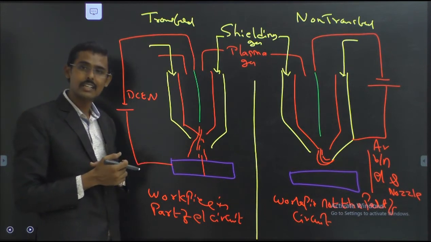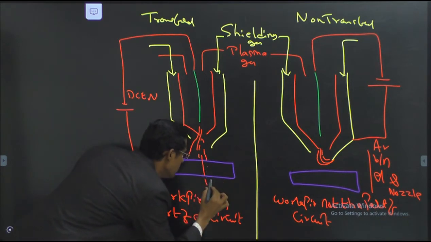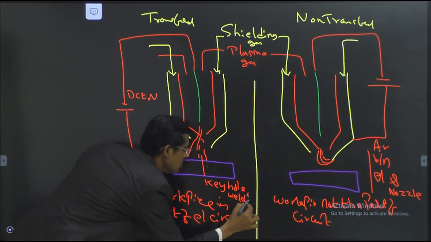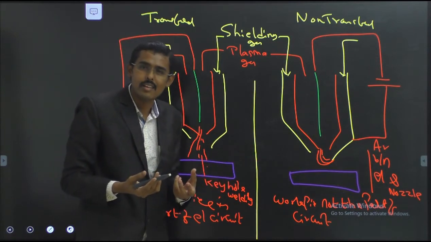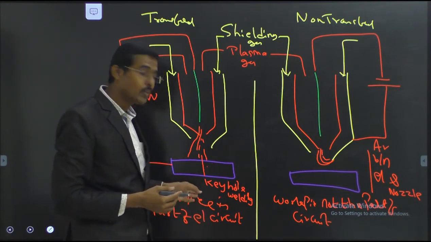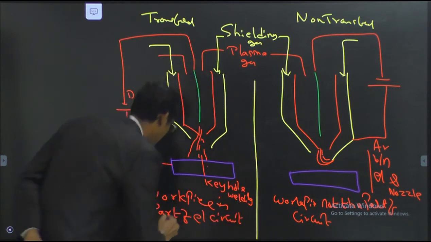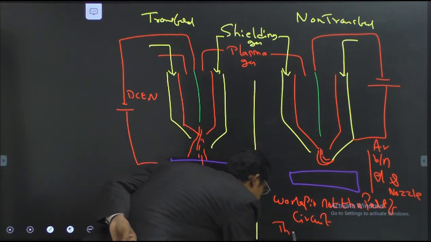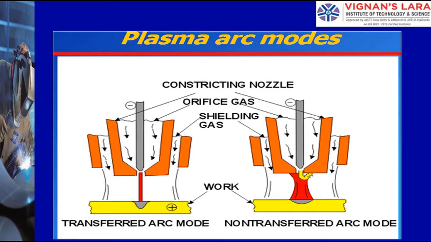So what is the application here? It can be keyhole welding. Go for keyhole welding. So we can go for thin sheet welding or otherwise simple heat treatment processes. Here we can go for thick material, and here we can go for thin material. So we can understand the setups from these concepts.